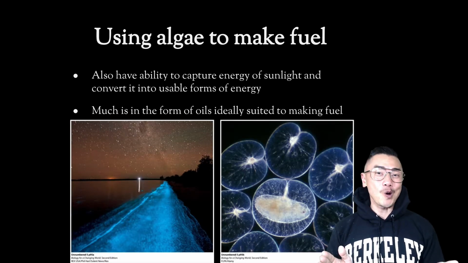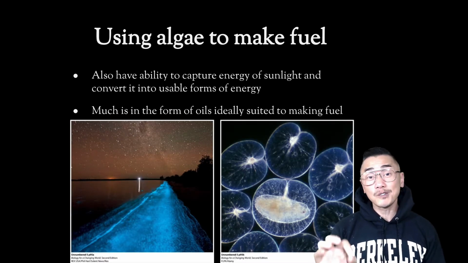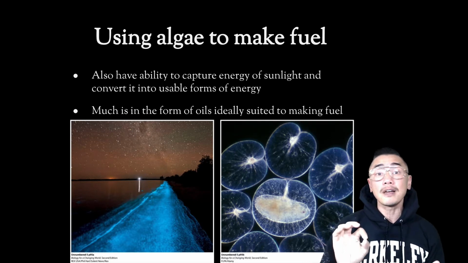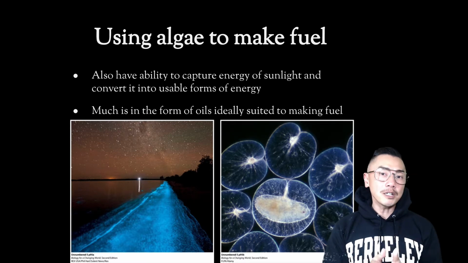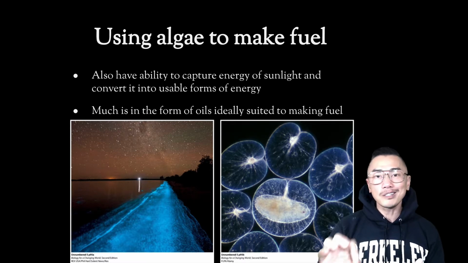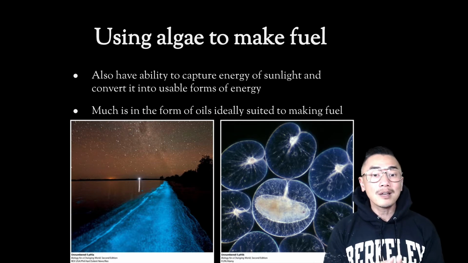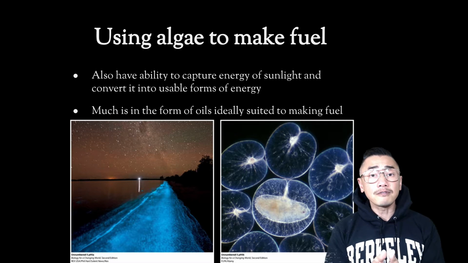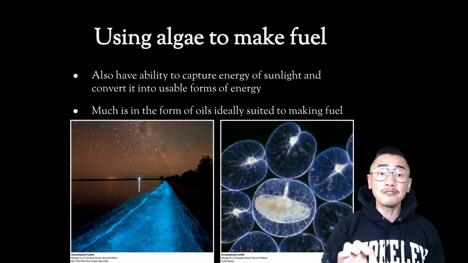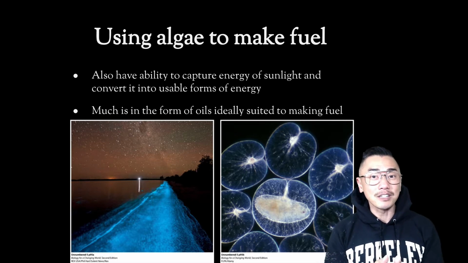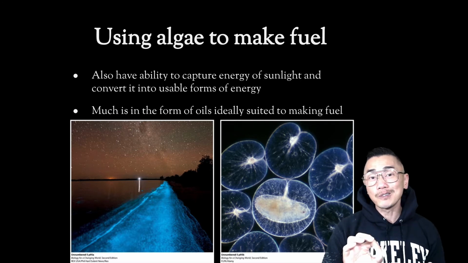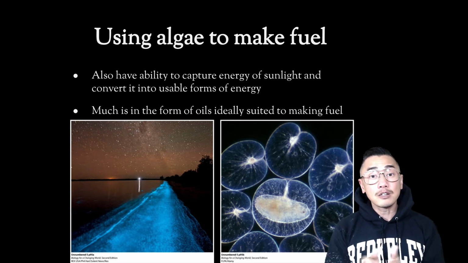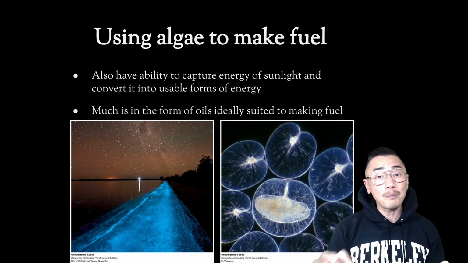As I mentioned before, algae can capture the energy in sunlight and convert it into forms that are more usable by themselves and other organisms. Much of the energy is converted into oils, and this oil can be collected and used as a fuel. The photo on the left shows a type of algae called dinoflagellates. When agitated, these algae can re-release some of that stored energy as light. The photo on the right shows what algae can look like under a microscope.